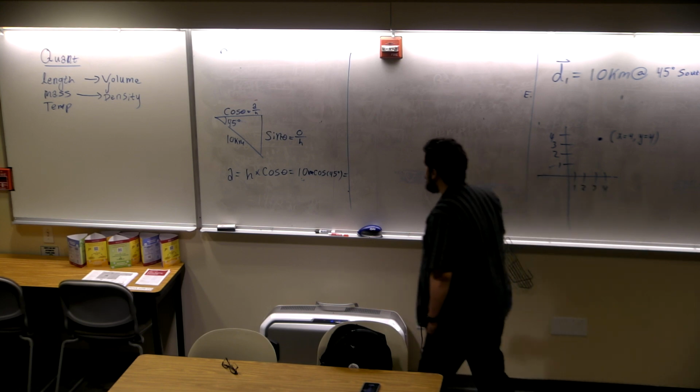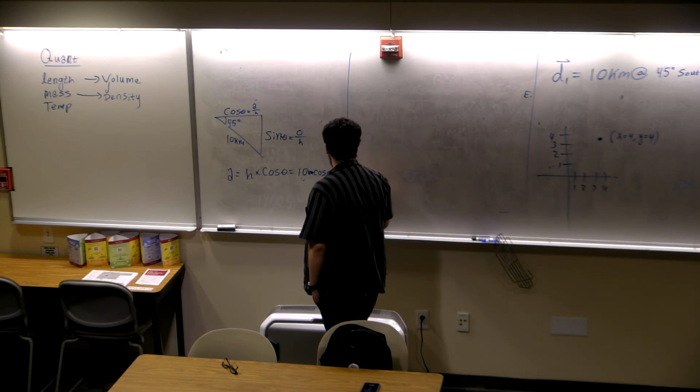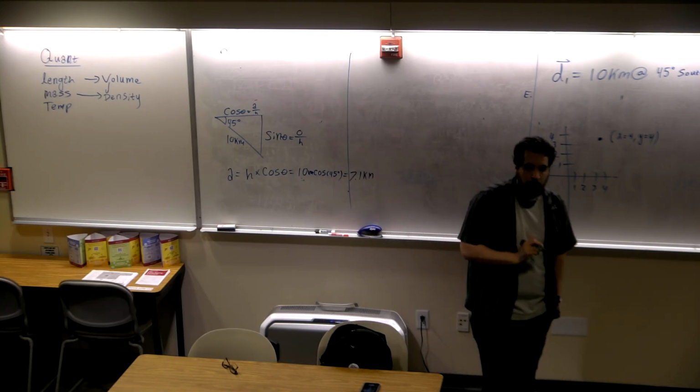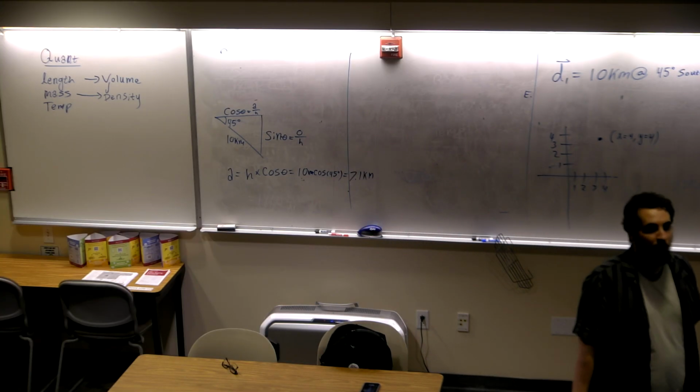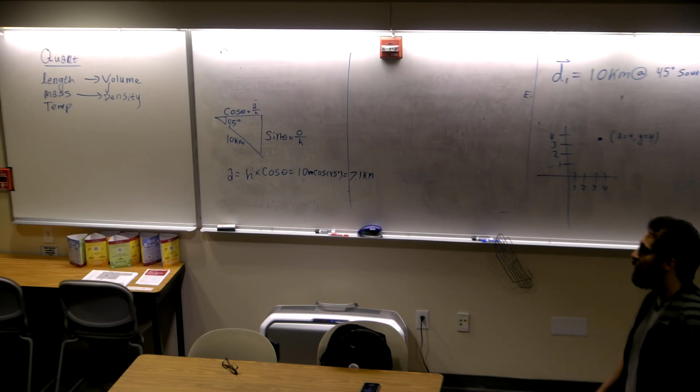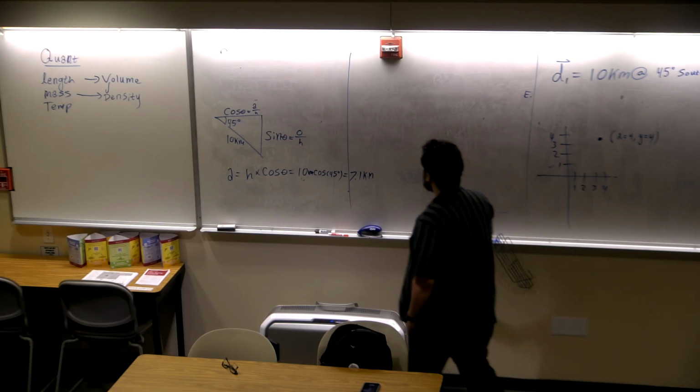Seven point what? 7.1 kilometers. So the adjacent side of our right triangle is 7.1 kilometers. You do the same thing for your opposite side, you'll find 7.1 kilometers as well. So what does that mean?